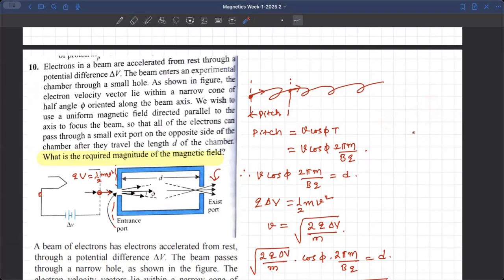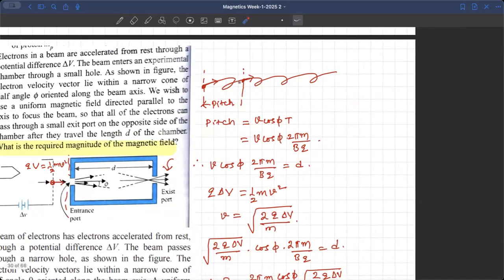We wish to use a uniform magnetic field directed parallel to the axis to focus the beam so that all of the electrons can pass through a small exit port on the opposite side of the chamber after traveling a length d of the chamber. What is the required magnitude of the field? In this situation, the electron follows a helix path like this. For example, it is entering like this. Here, one full rotation is completed, and this distance is called one pitch.